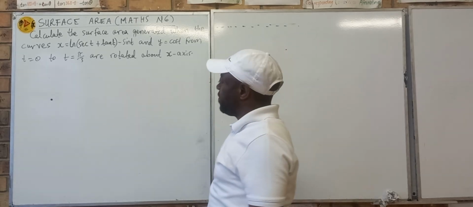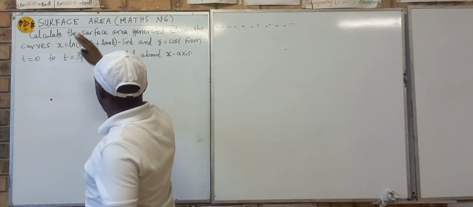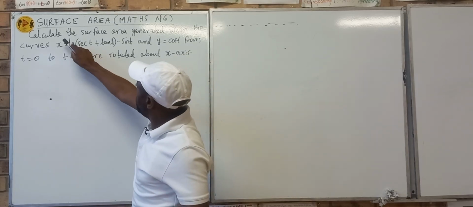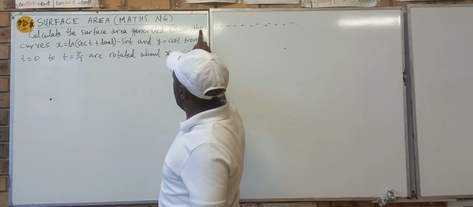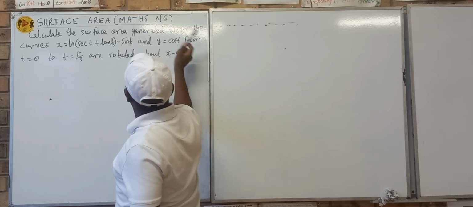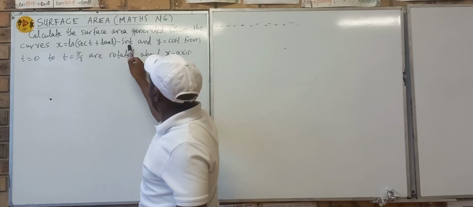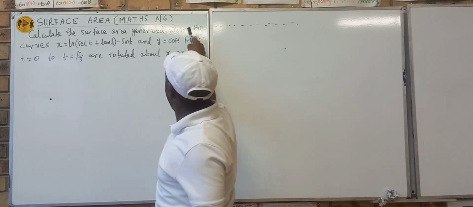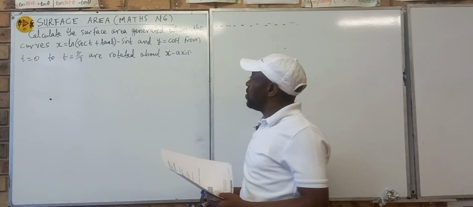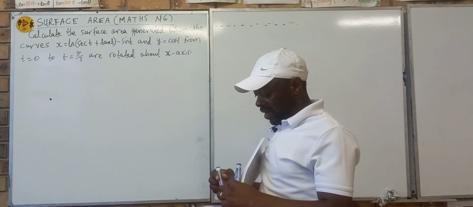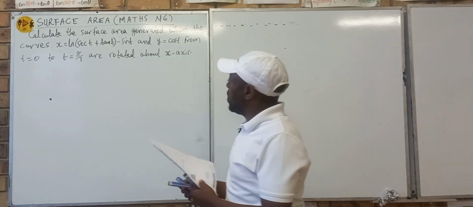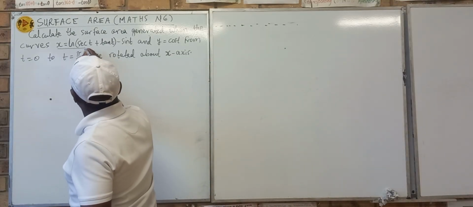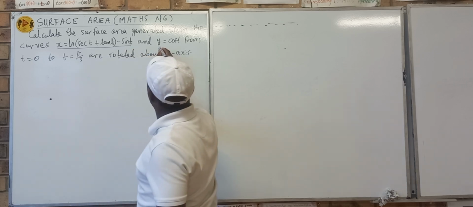Hello guys, we are moving on with surface area for Math 6. So we'll try to handle this problem which says to calculate the surface area generated when the curves, this is the first one, and the second one, from t equal to 0 to t equal to pi by 2 are rotated about the x-axis. So looking at this, you see that our functions are now parametric equations.